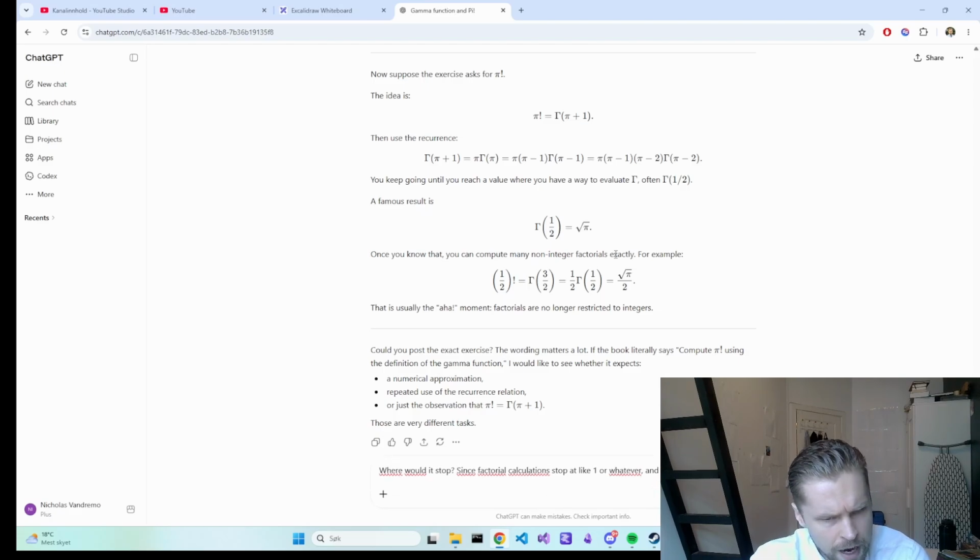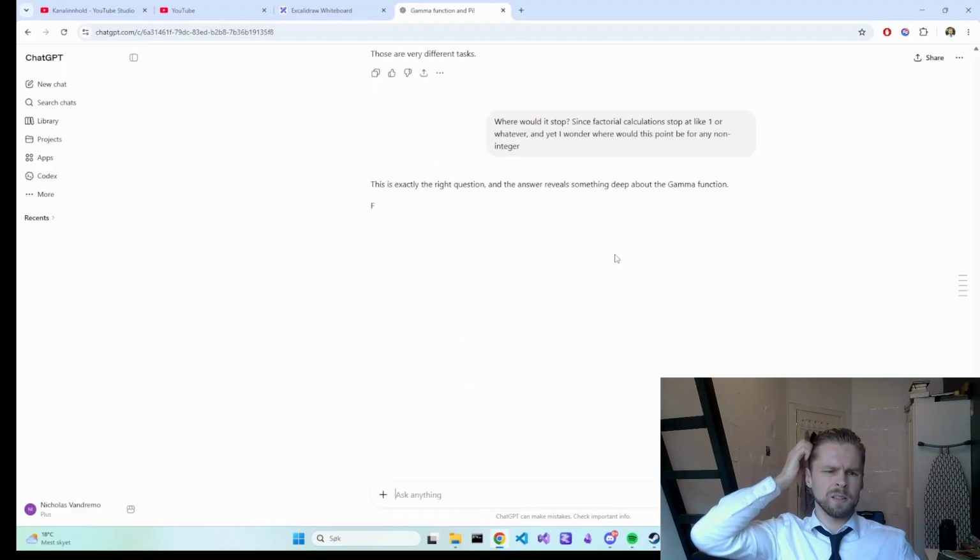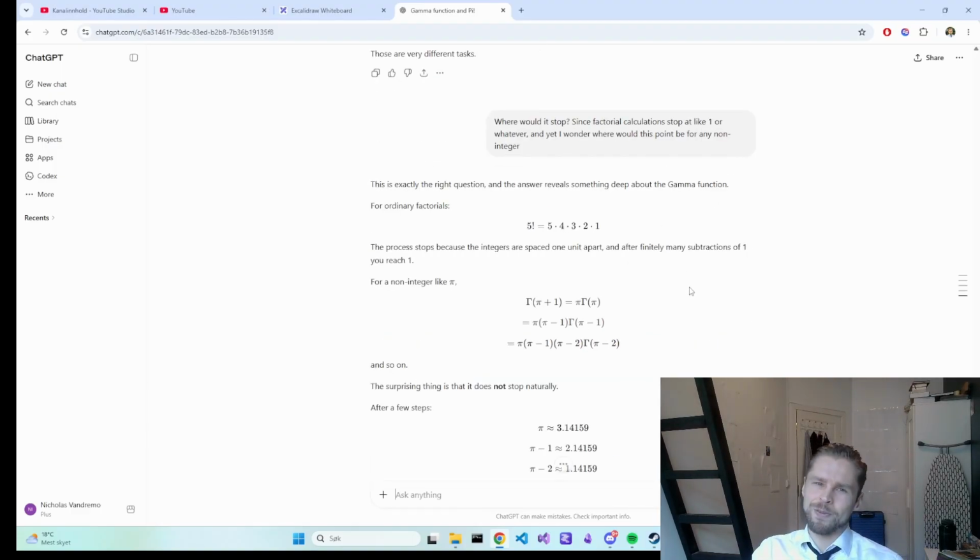And yet I wonder, where would this point be for any non-integer? This is exactly the right question. ChatGPT glazes me up. How can you not kind of like it? But you shouldn't. But all right.